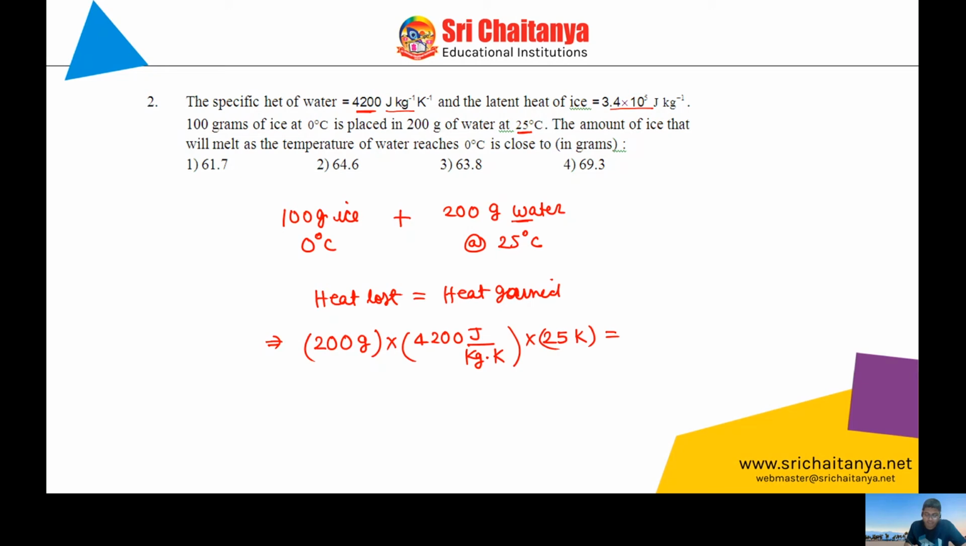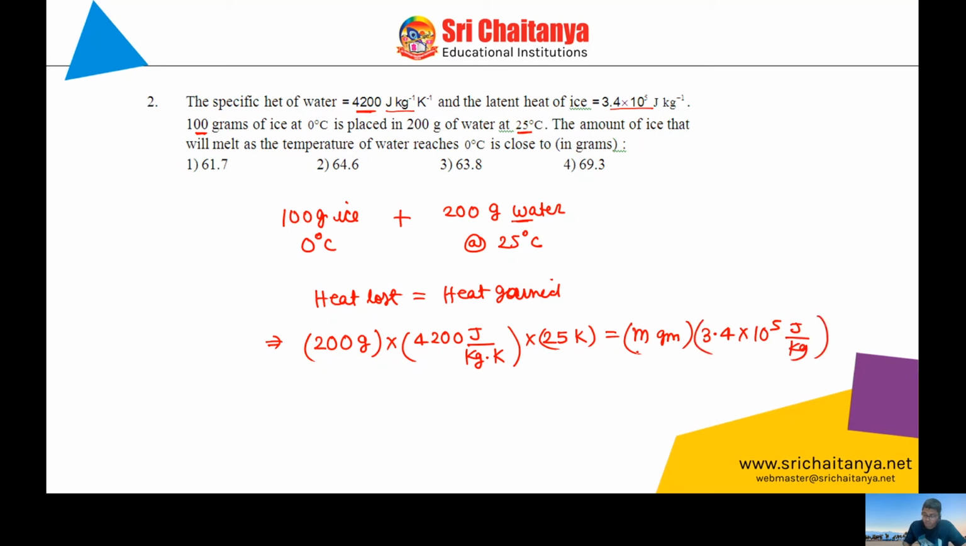But how much ice will be melting over here? A lot of ice we are seeing that is present over here. The heat is not sufficient to melt all the ice. So let's say only mass m of the ice, m gram of ice, is melting. Okay, and its latent heat is 3.4 into 10 to the power 5 joule per kg, right?